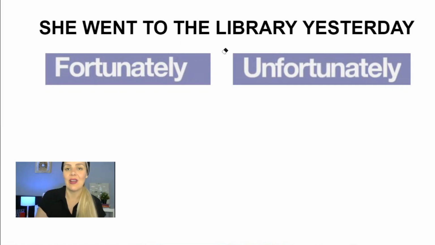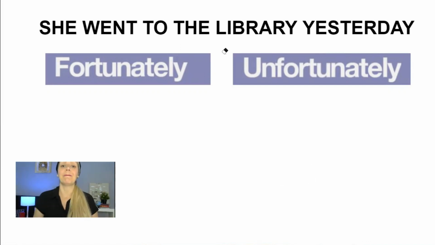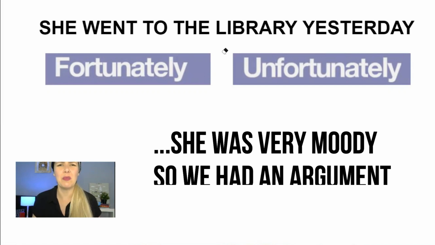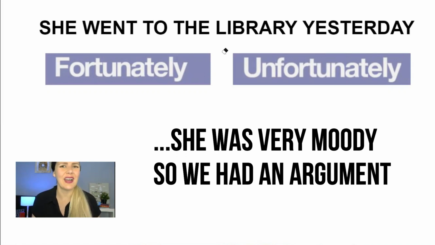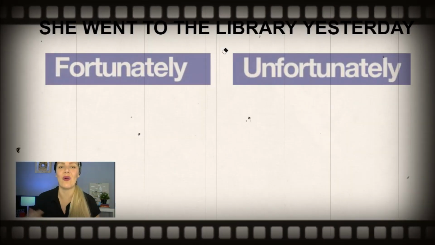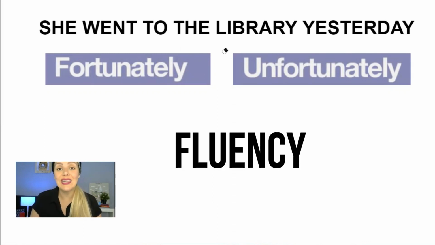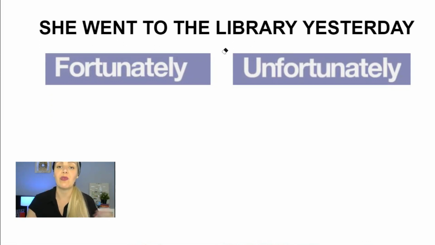Okay, so you can just go and go and go, and you don't have to be talking about the library for 2 minutes, because I just got home. So fortunately, my mother was there to talk to me. Unfortunately, she was very moody. So we had an argument, and then the story can just go on and on and on. Okay, very nice way, because they have to be creative. They can practice fluency, and at the same time, of course, as always, you're going to be working with emerging words.